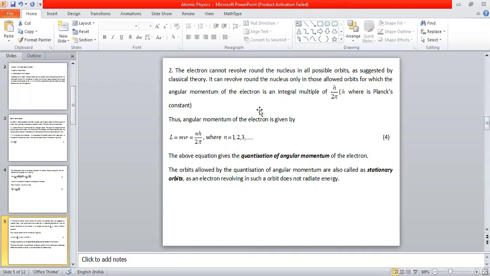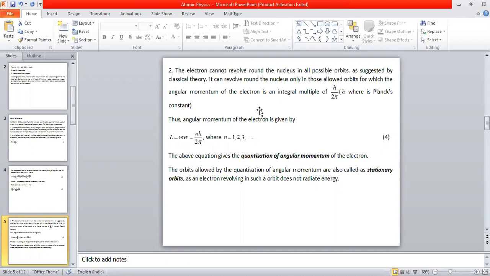But here Bohr says an electron cannot revolve in all possible orbits around the nucleus. It can only revolve in certain set of orbits. Those selected set of orbits are called stationary orbits. So therefore he introduced the concept of stationary orbits. I repeat, an electron cannot revolve in all possible orbits around the nucleus, unlike the case of Rutherford's theory, Rutherford's model. An electron can revolve around the nucleus only in some selected set of orbits.